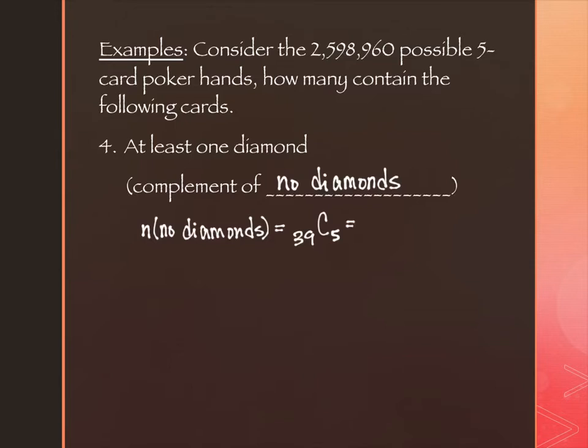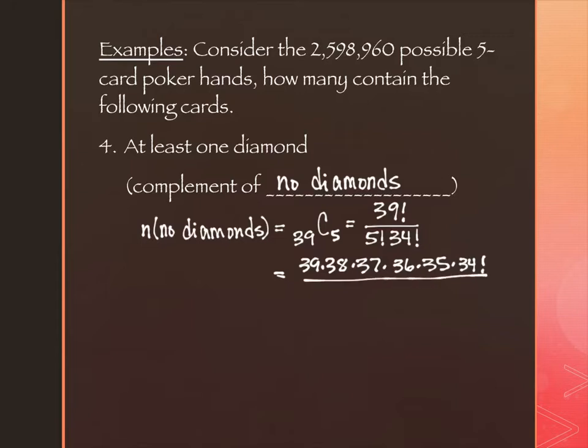All right, so we have 39 factorial on top. What's on bottom? 5 and 34. All right, so 39, 38, 37, 36, 35, and then 34 factorial over 5, 4, 3, 2, 1, and 34 factorial. Okay.